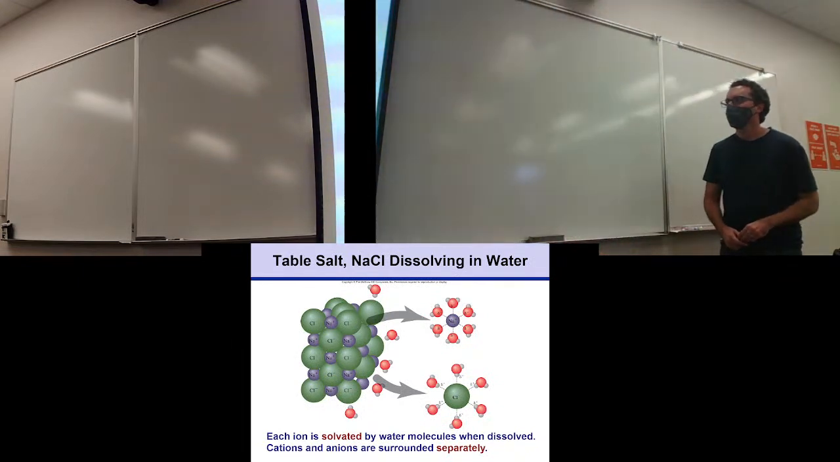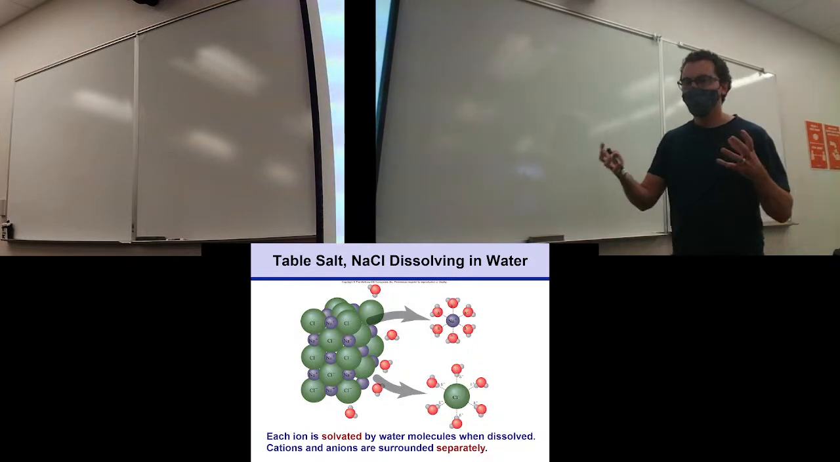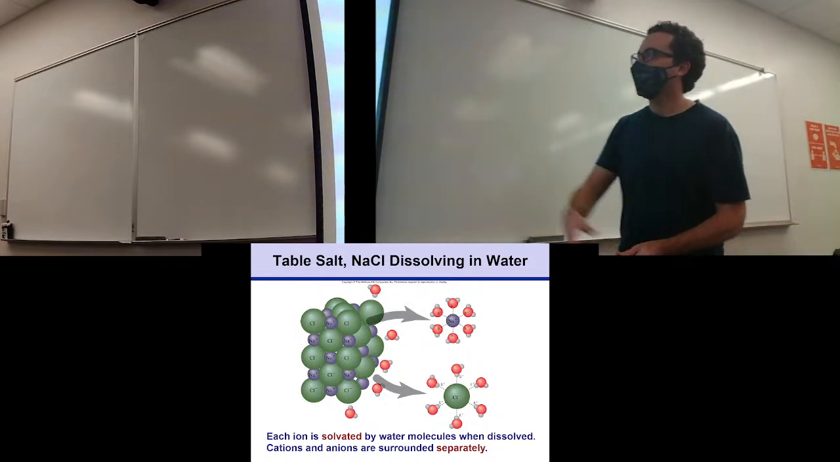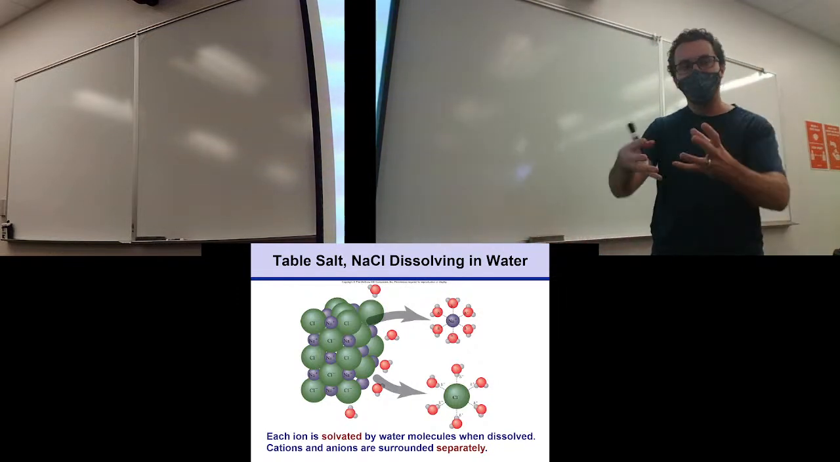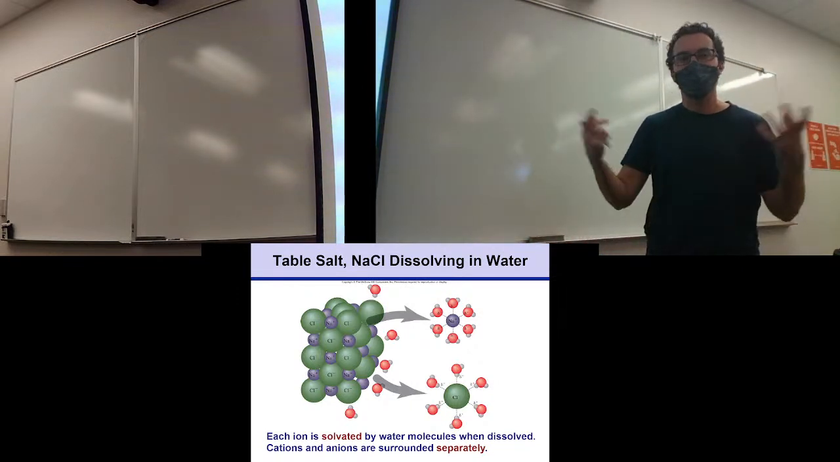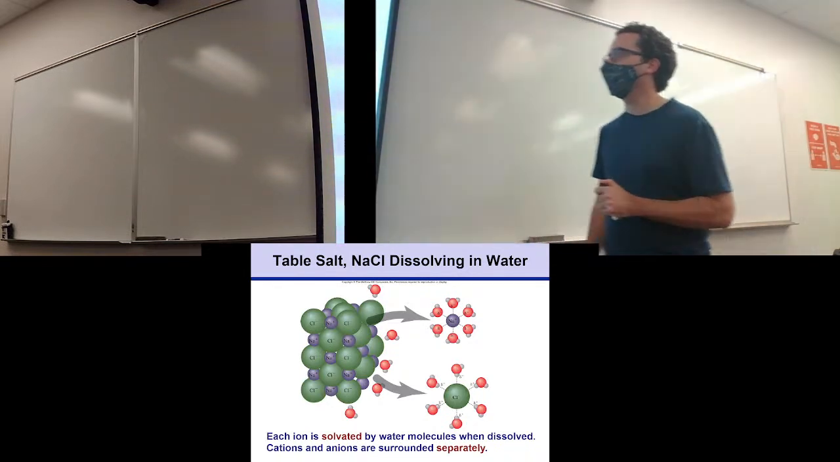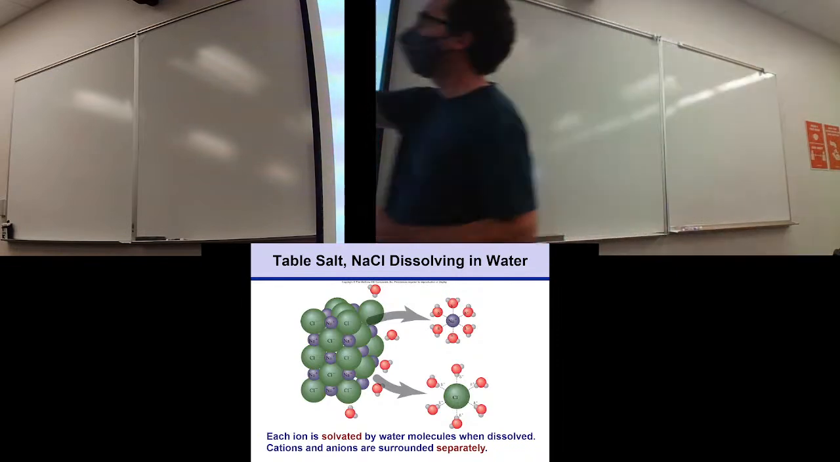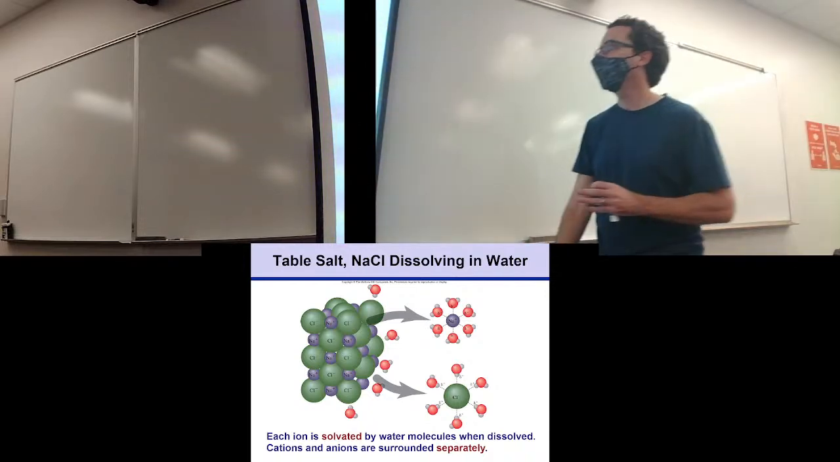Salt, such as table salt, is solvated similarly. Again, you've got your solids, so the ions in solid form. All water is doing is separating the little particles into individual particles. That's it. There's no chemical reaction happening because you had sodium ion and chloride ion before. After, you still have sodium ion and chloride ion. Nothing's changing.